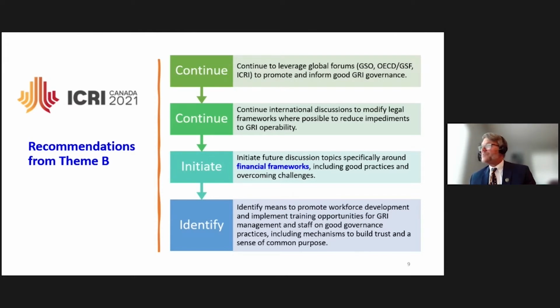So we seem, like I say, pretty good at some of the nuts and bolts, but getting all stakeholders embedded in the governance structure is, I think, a key element of GRI governance going forward.